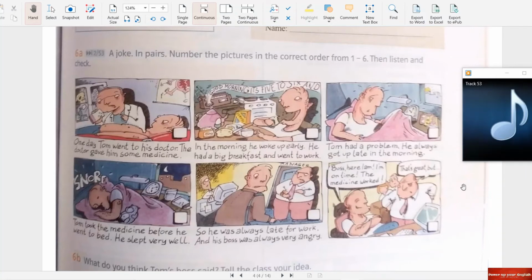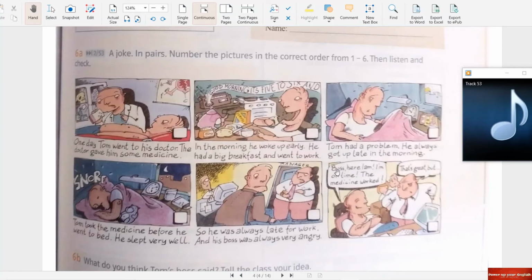Tom had a problem. He always got up late in the morning. So he was always late for work. And his boss was always very angry. One day, Tom went to his doctor. The doctor gave him some medicine. Tom took the medicine before he went to bed. He slept very well. In the morning, he woke up early. He had a big breakfast and went to work.